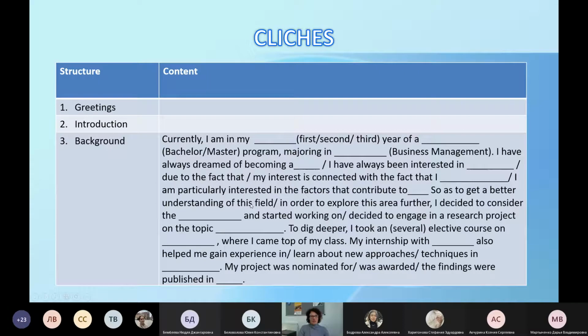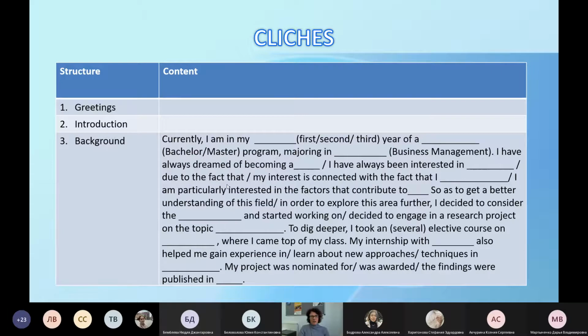So as to get a better understanding of this field, in order to explore this area further, I decided to consider, for example, the university or the program, and started working on, or decided to engage in a research project on the topic of, right? To dig deeper, I took an elective course or several elective courses on, and you write the area, where I came top of my class. My internship with blah, blah, blah also helped me to gain experience or to learn about new approaches, techniques in, again, the area. My project was nominated for, was awarded, the findings were published in.